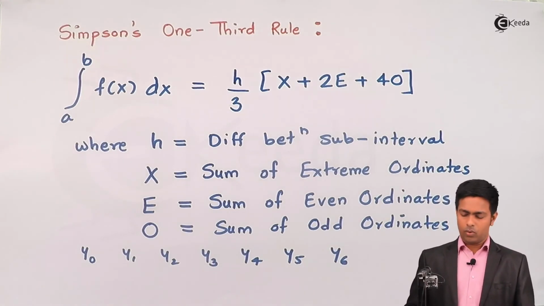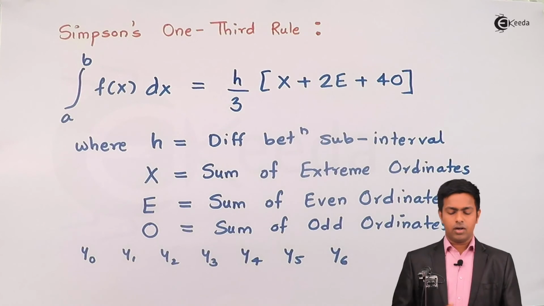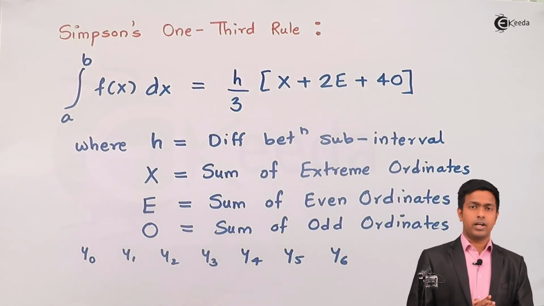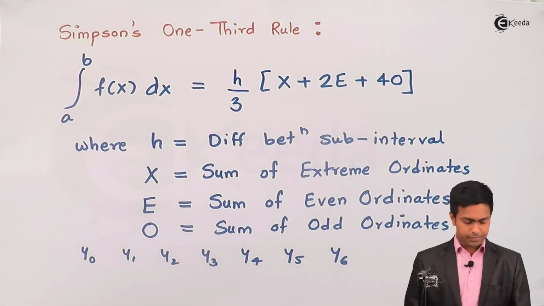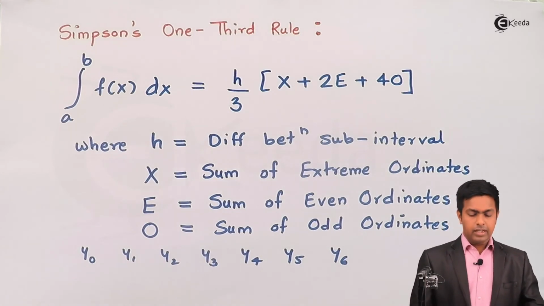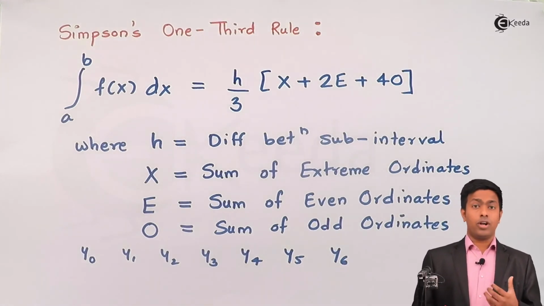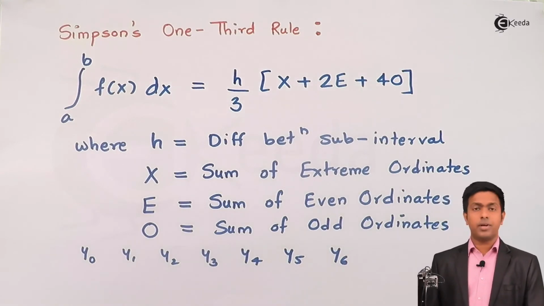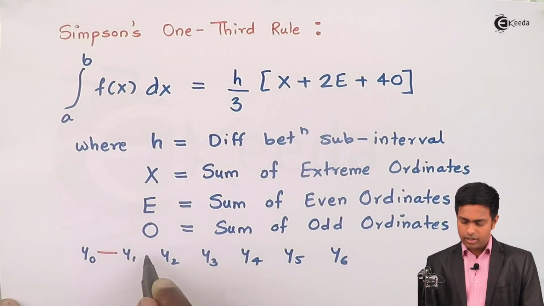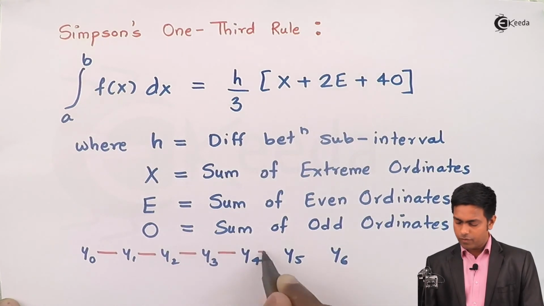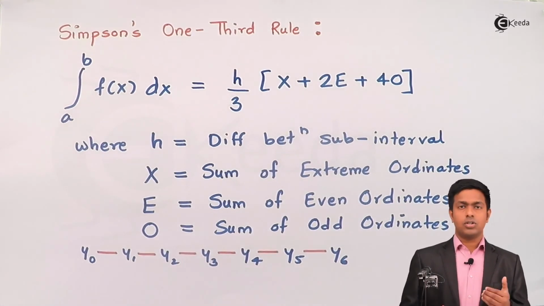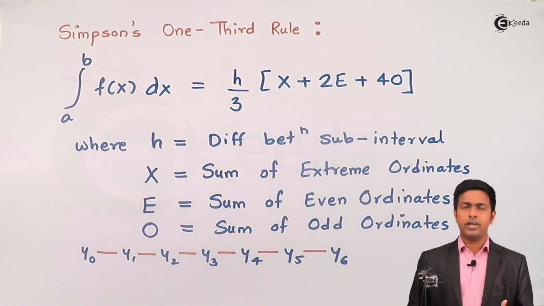Now guys, to use this rule, there is one condition which you all have to remember, and that condition is that the number of subintervals must be even. Now what does it mean? If you see here, how many subintervals do we have? Here 1, 2, 3, 4, 5 and 6. So subintervals are 6. It is accepted because 6 is an even number. So the number of subintervals must be even.